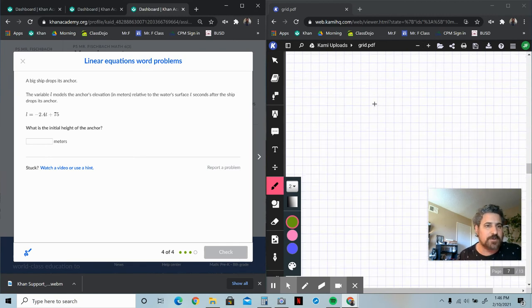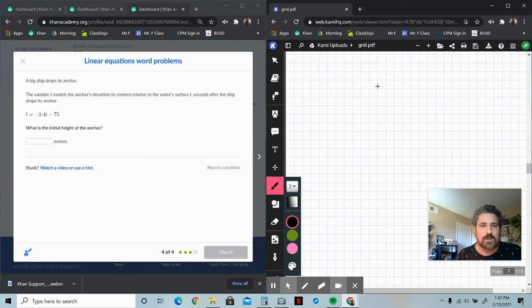A big ship drops its anchor. The variable L models the anchor's elevation in meters relative to the water surface t seconds after the ship drops its anchor. So we've got L is equal to negative 2.4 t plus 75. The variable L models the anchor's elevation in meters relative to the water surface t seconds after the ship drops its anchor.